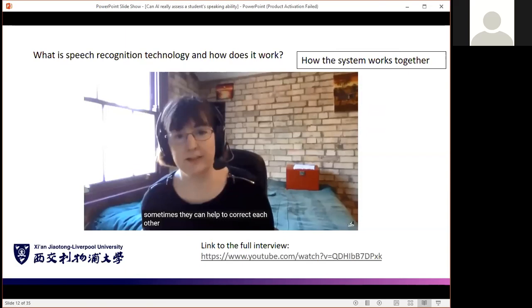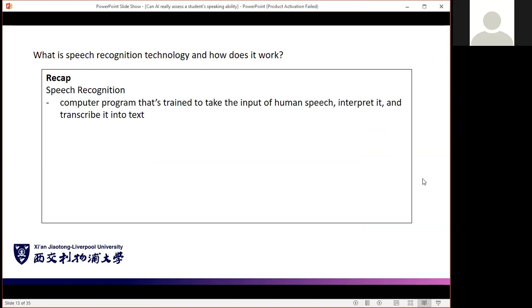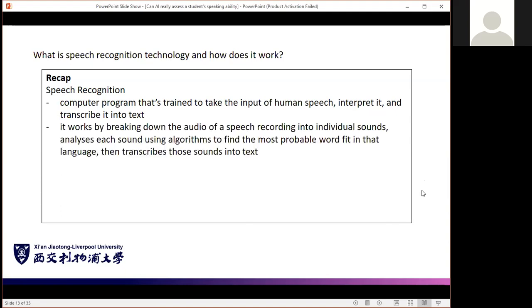I've learned only superficially about it. If anyone knows anything about deep neural networks, I'd love to know more. Here's a recap. Speech recognition is a computer program that's trained to take the input of human speech, interpret it, and transcribe it into text, like Dragon Dictation. It works by breaking down the audio of a speech recording into individual sounds, and analyzing each sound using algorithms to find the most probable word fit. That's a key concept there: probable word fit in that language.